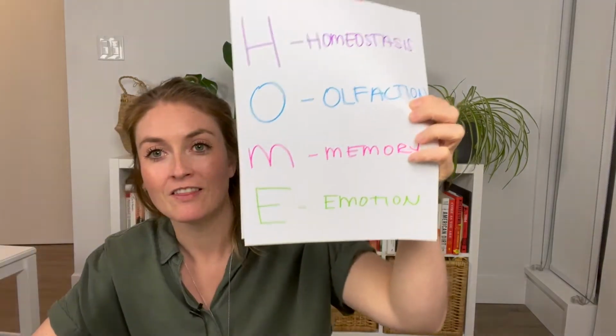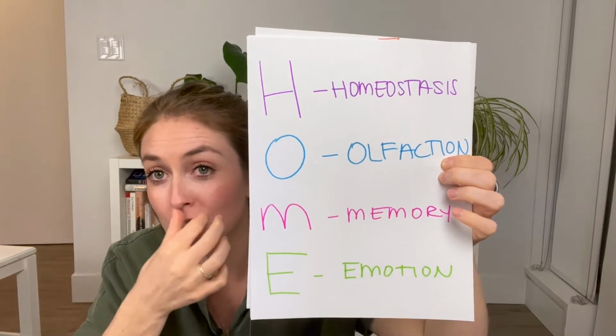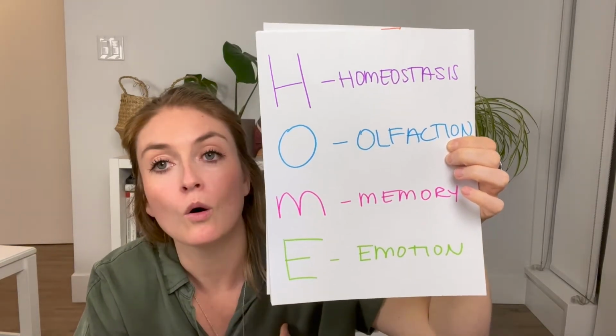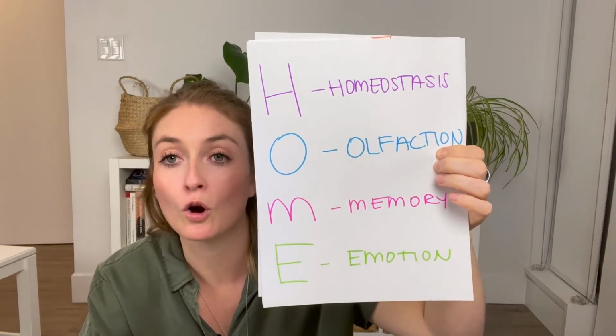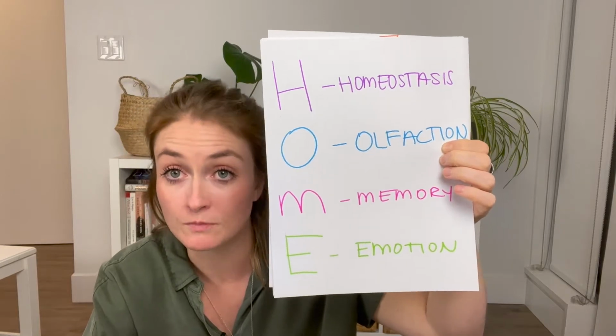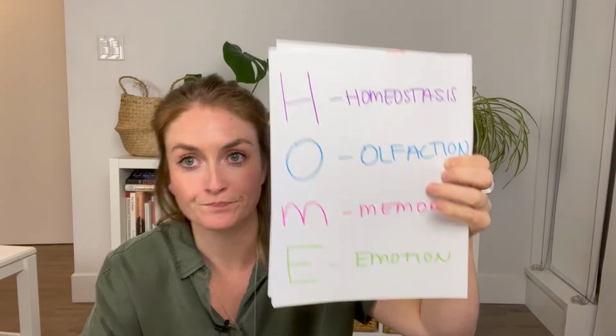What does it do? The limbic system is responsible for 4 main things in the body, and we have an acronym for them. Of course we do. That acronym is HOME. H standing for homeostasis. O standing for olfaction, which is a fancy word for smell. M standing for memory, and E for emotion. Let's break those down.